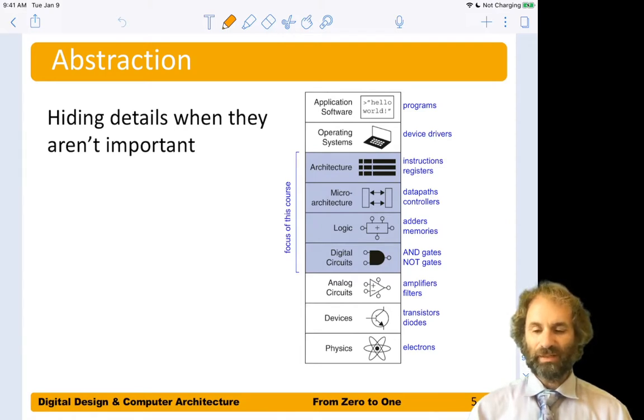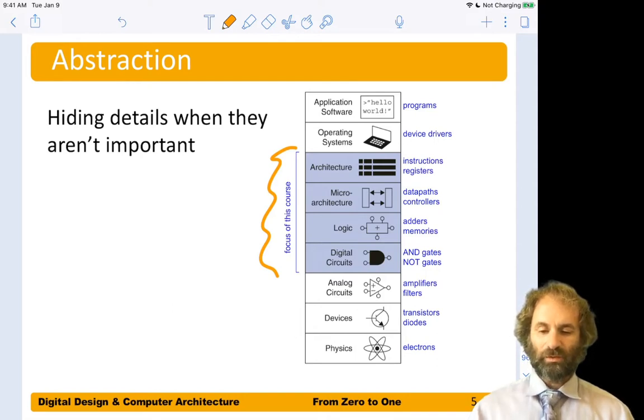And ultimately, those programs rely on all the lower levels of abstraction, but when you're writing hello world to print something on the screen, most programmers aren't thinking about the wave equation of the electrons that are causing all this to happen. So that's the notion of abstraction. In this course, we will primarily focus on the middle levels of abstraction, from digital circuits up through architecture. We'll look a little bit at devices to understand what's underneath the hood, and we'll also get to some software.